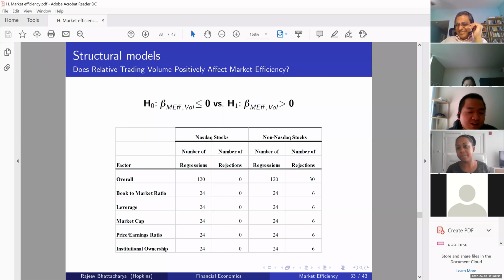Was all the response insignificant between the market efficiency and the trade volume? These are all the rejections at the 5% level of significance. Wow. So you can see, for NASDAQ stocks, no rejections. So basically what it means is that market efficiency is not really affected by volume.